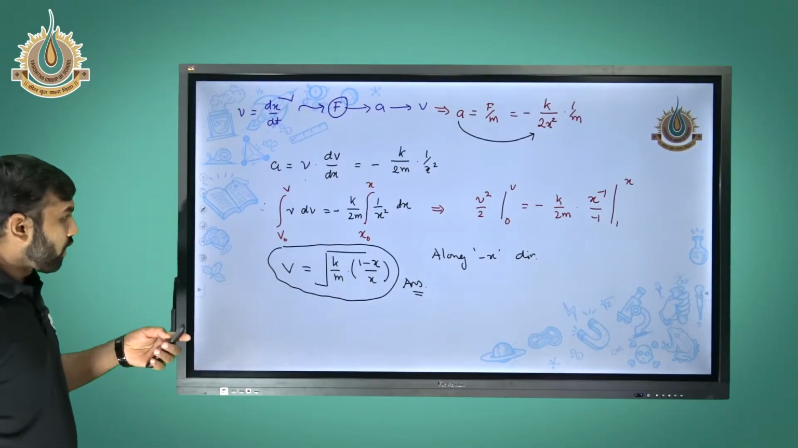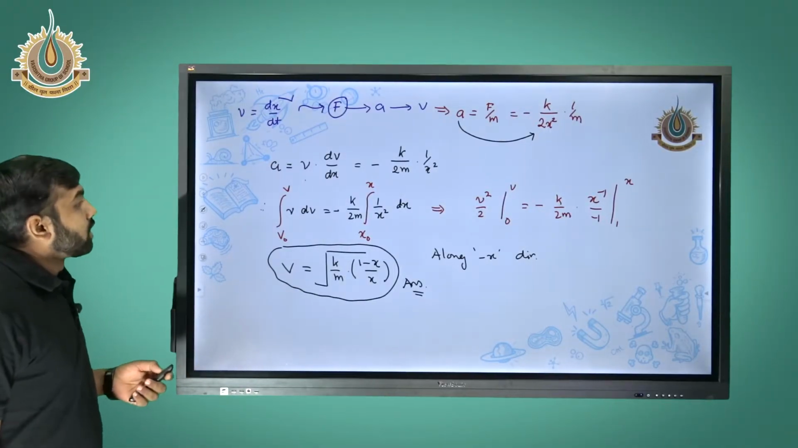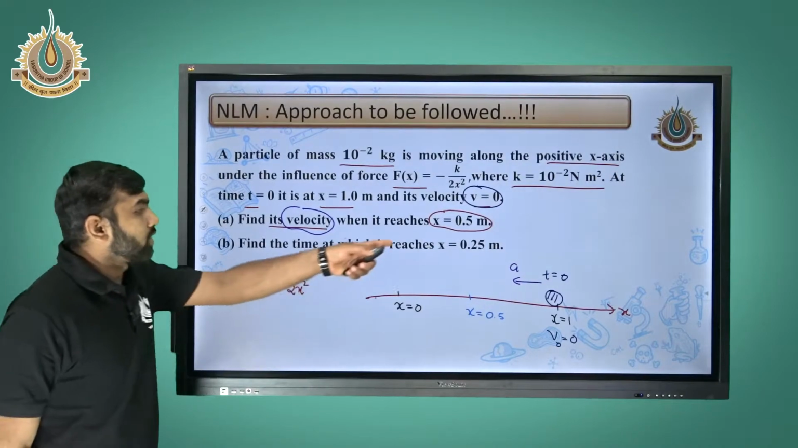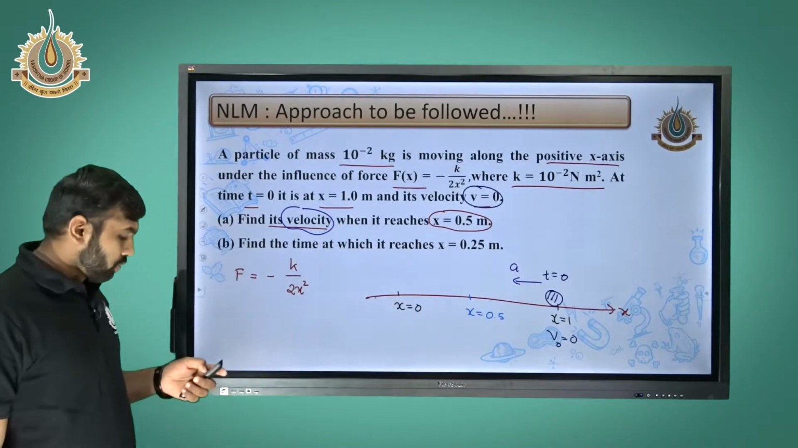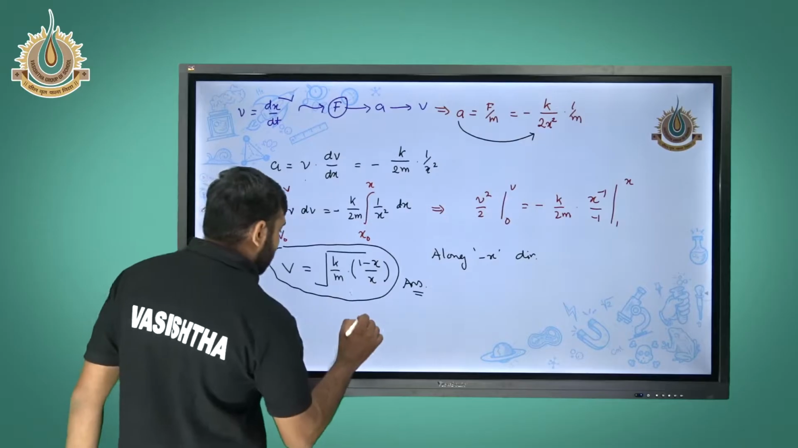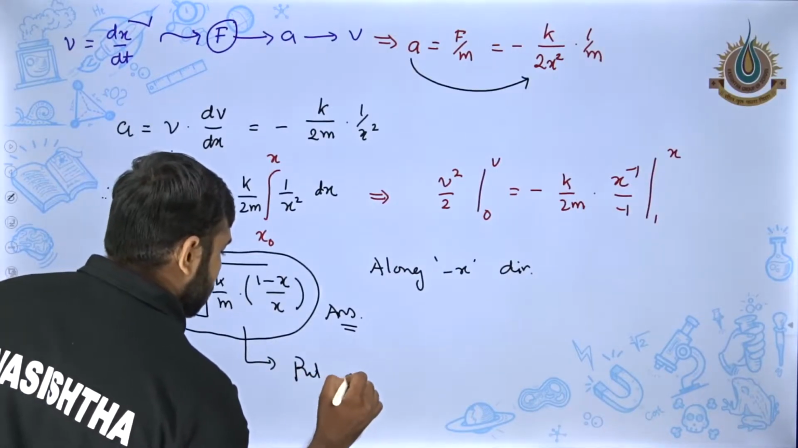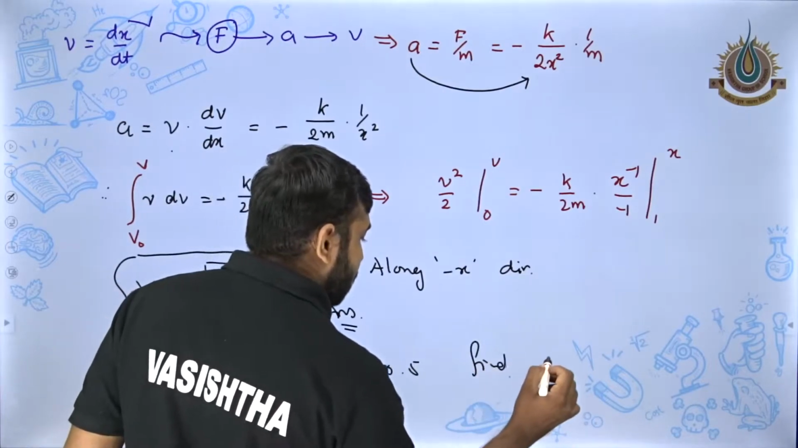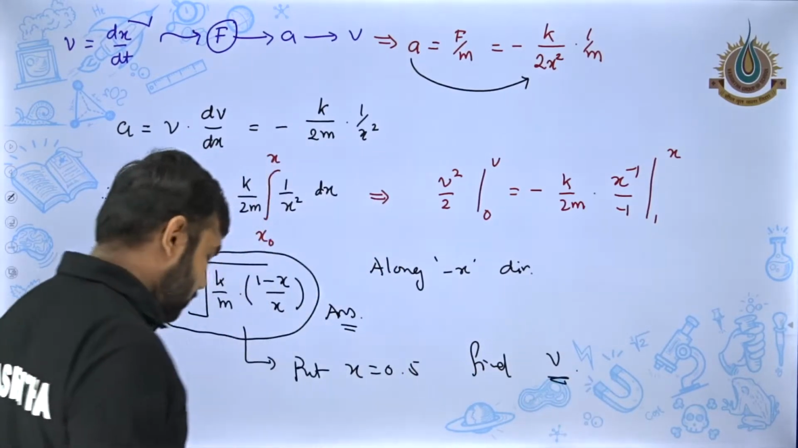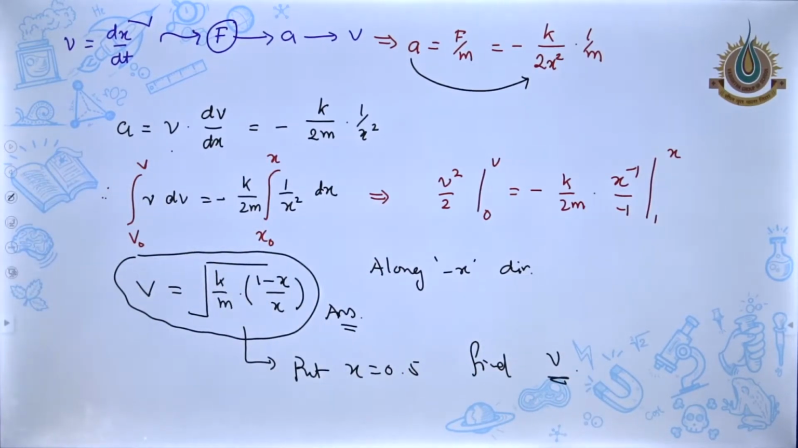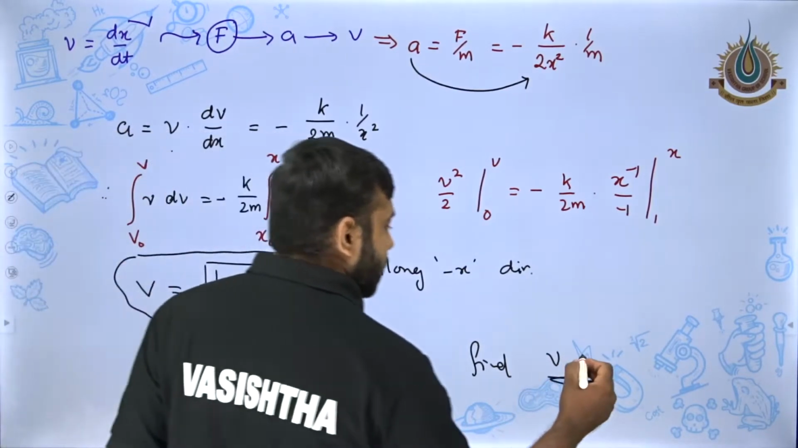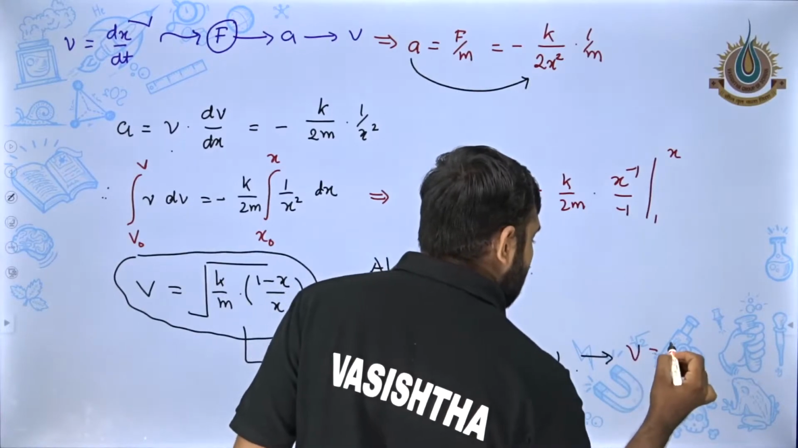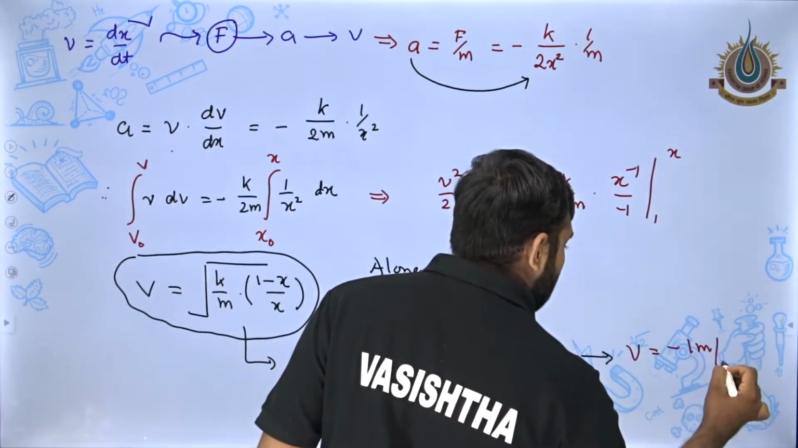Okay. Now where do you want a velocity? You want a velocity at x is equal to 0.5. So put the value of x is equal to 0.5 here and find the v. You just try to solve this problem by yourself, and after calculation you get minus 1 meter per second. So v is equal to minus 1 meter per second.